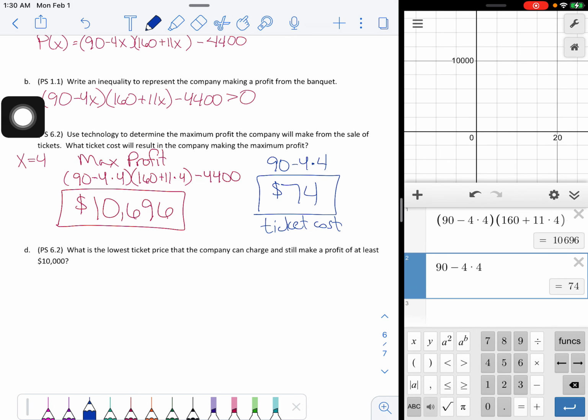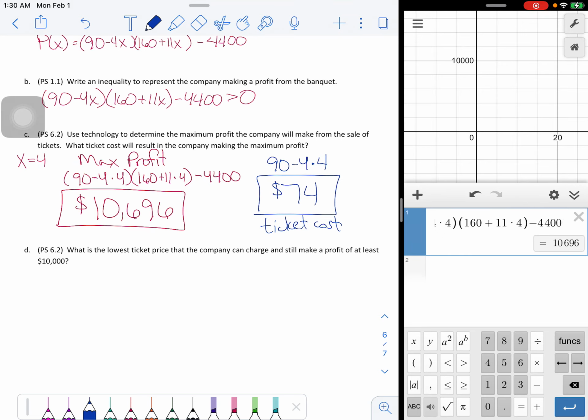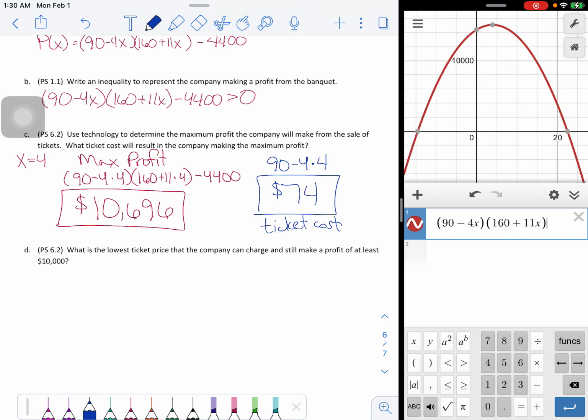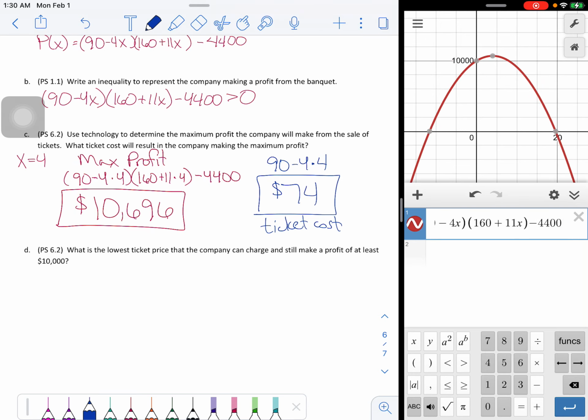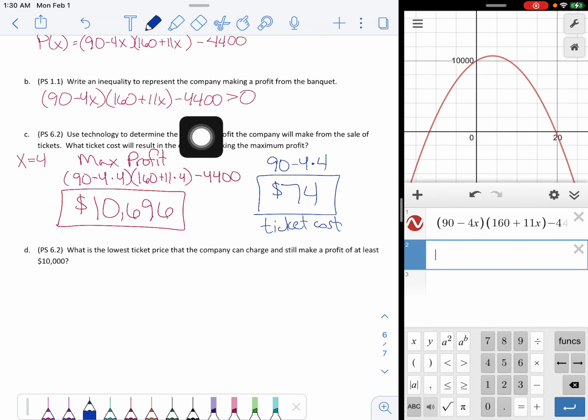Okay. What is the lowest ticket price the company can charge and still make a profit of at least $10,000? All right. Now, unfortunately, I think I took out the equation. So let me put it back. So 90 minus 4x, 160 plus 11x, and then minus 4,400. All right, so that's the original profit, okay?